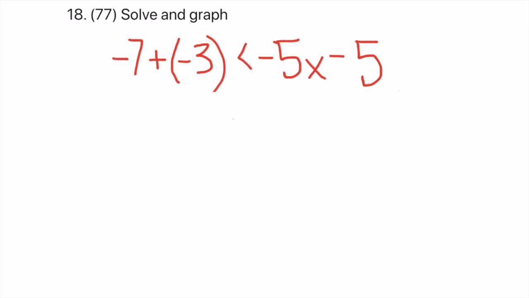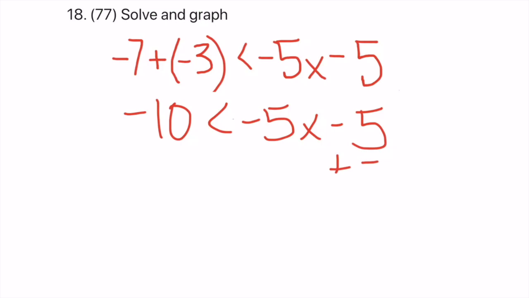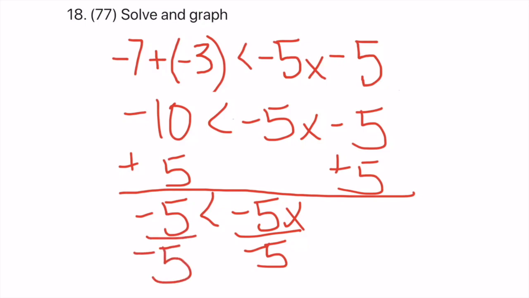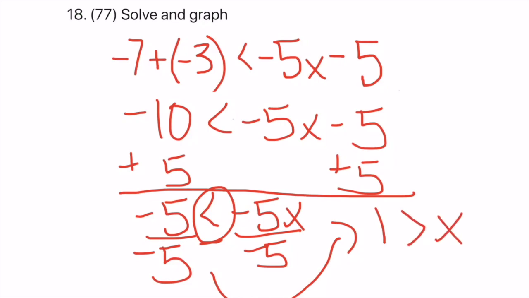Okay, so let's do -7 plus a -3 is a -10 is less than -5x minus 5. I'm going to add 5 to both sides to get -5 is less than -5x. Divide both sides by -5. And notice, because I divided by -5, my sign is going to flip. So my final answer then is -5 divided by -5 is just 1. I'm going to write it over here. My sign flips, and I have my x. So x is less than 1, or 1 is greater than x.